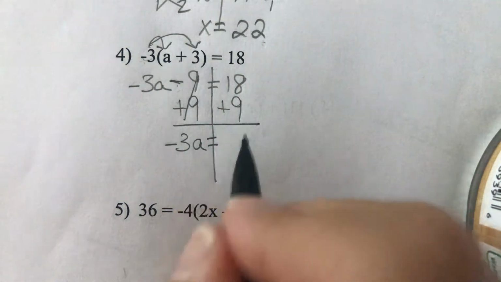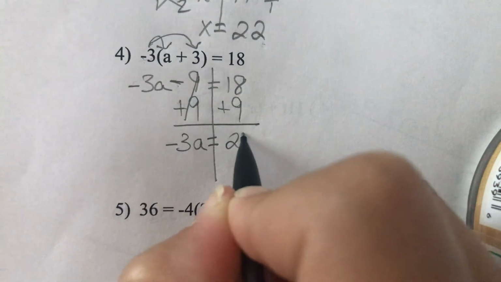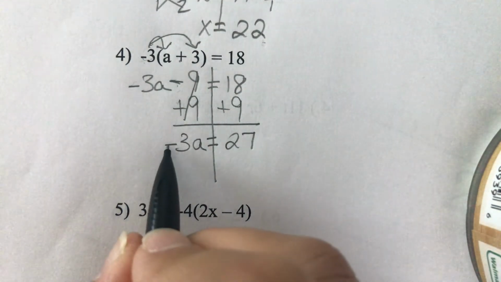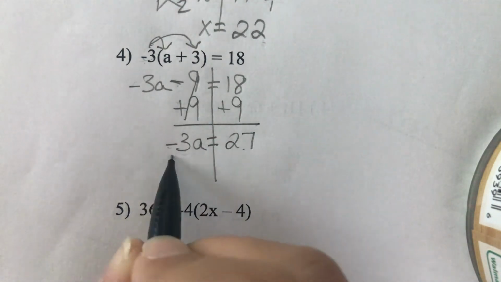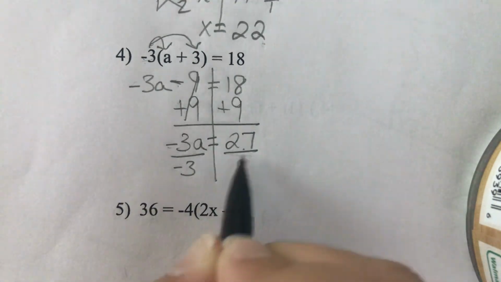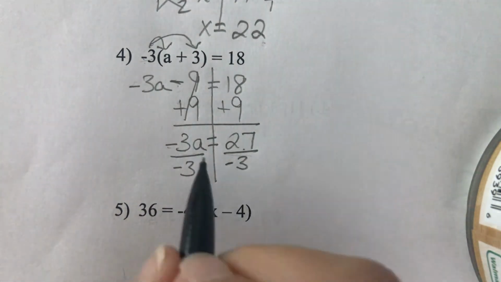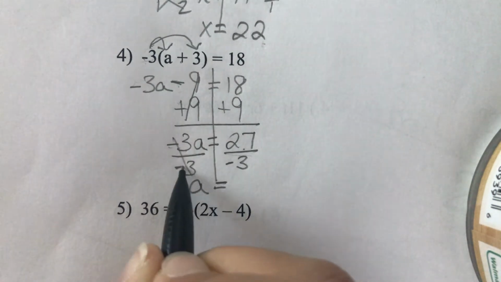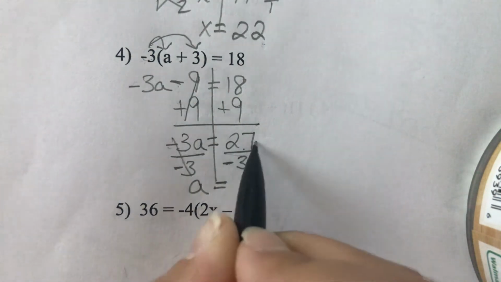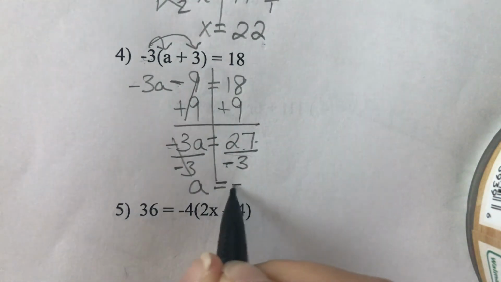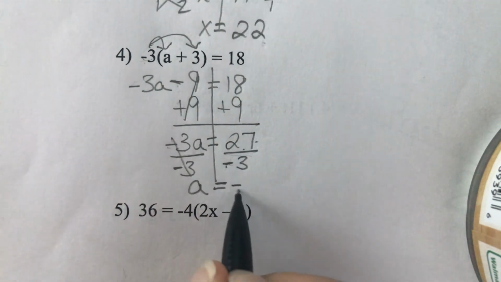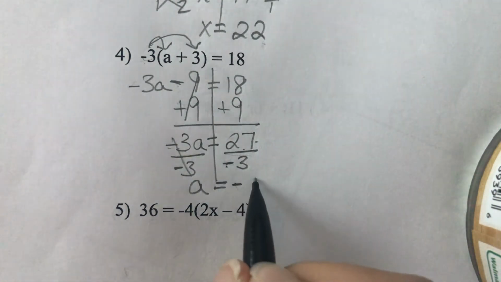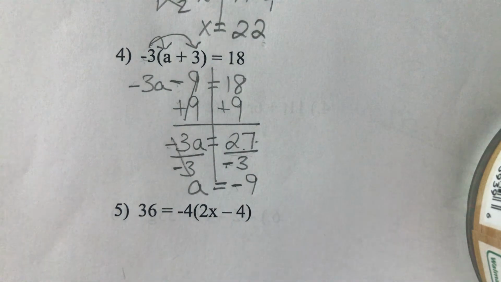18 plus 9 is 27. -3 times what number is 27? We do the opposite again. We divide. Don't lose that negative along the way. It goes with it. 27 divided by a -3. A positive divided by a negative is a negative. 27 divided by 3 is 9.